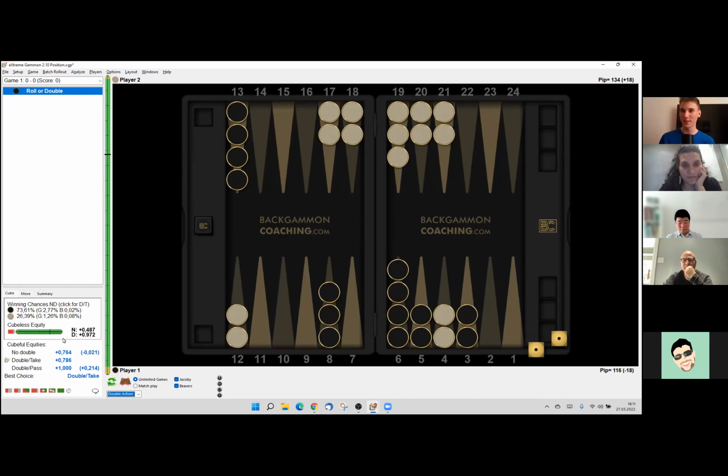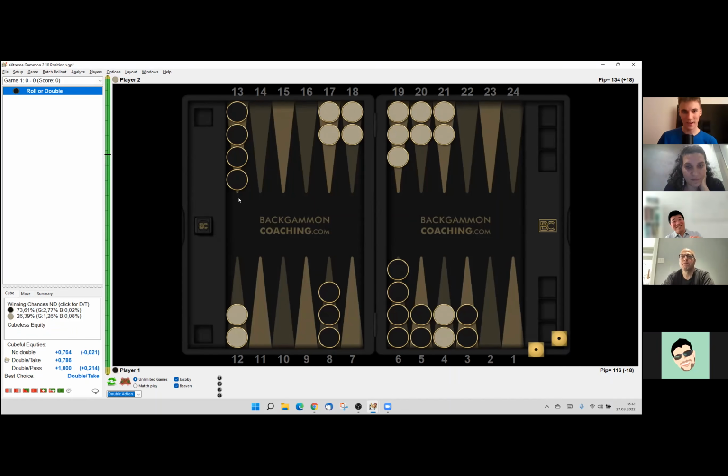So what I'm always doing when I see a holding game, when I have the 13-point and the opponent's got the anchor in my home board, I wait until I'm 15 pips up and then I double. Now, of course, it's backgammon. It's not going to be that simple.